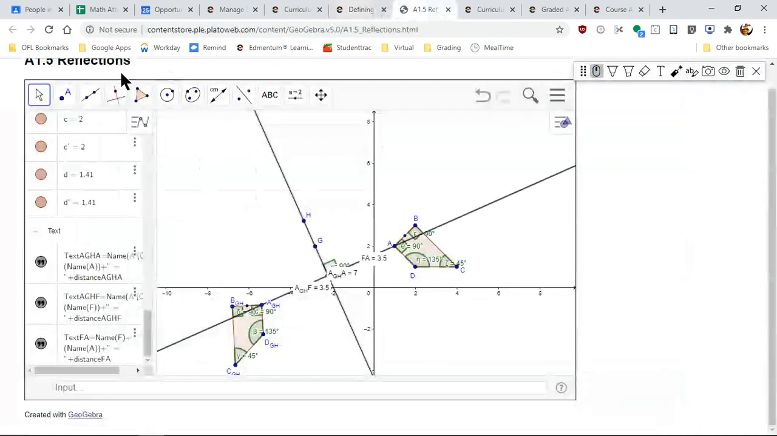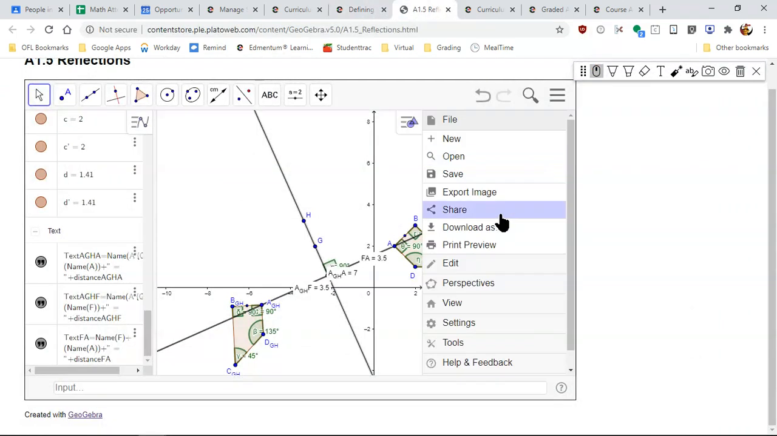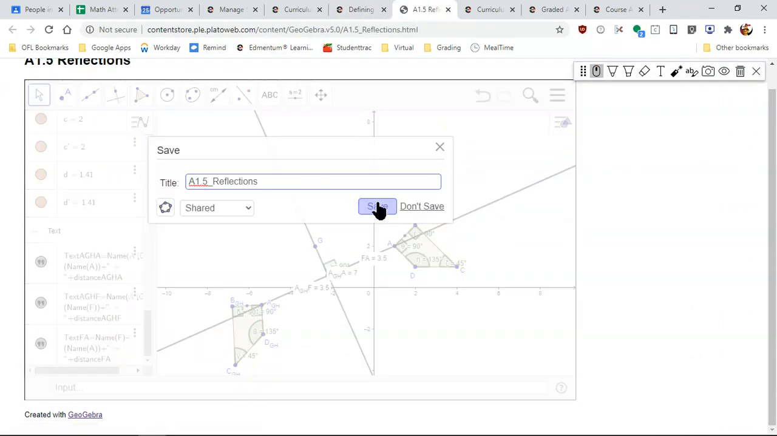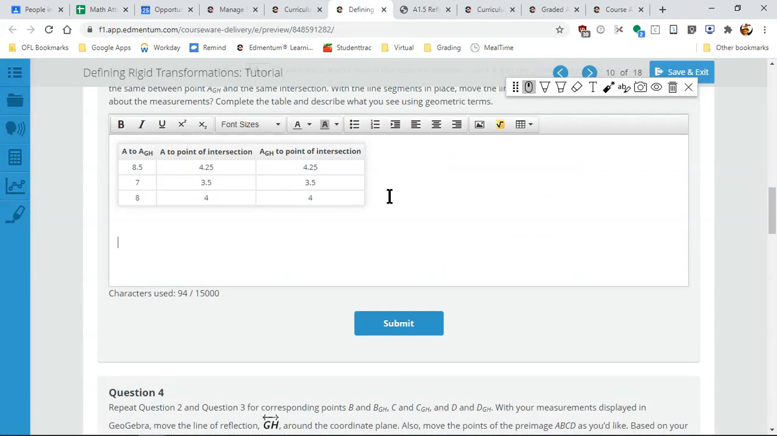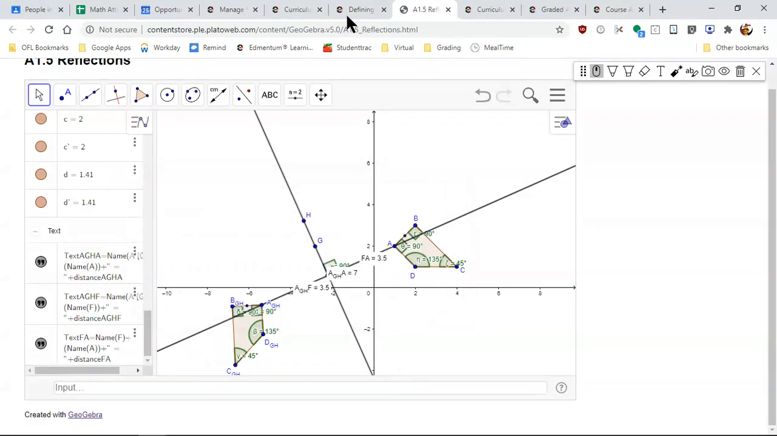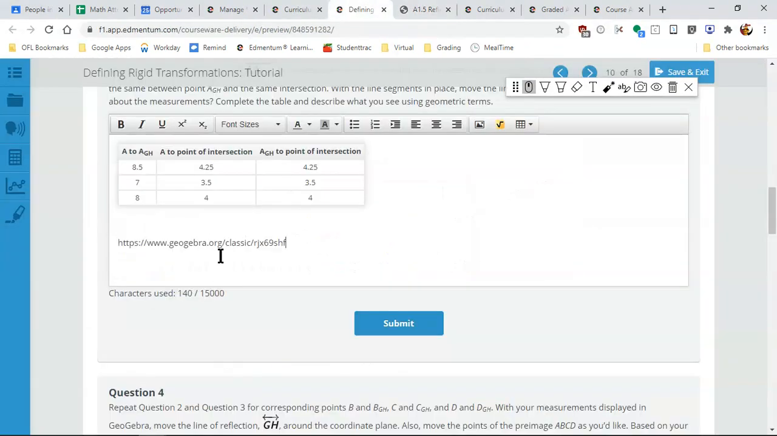And to prove this, I can always do my share, save. This lets the teacher know that I actually did it. Oops, control. Did I not copy it? I did not copy it. There we go.